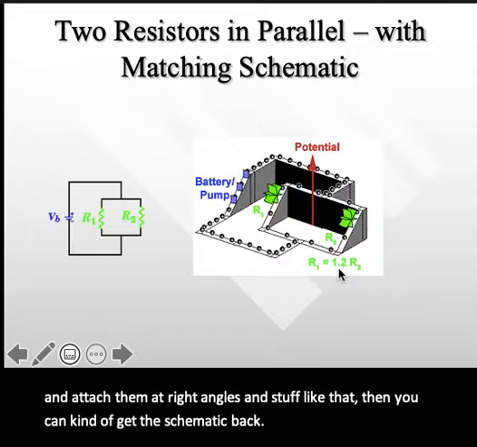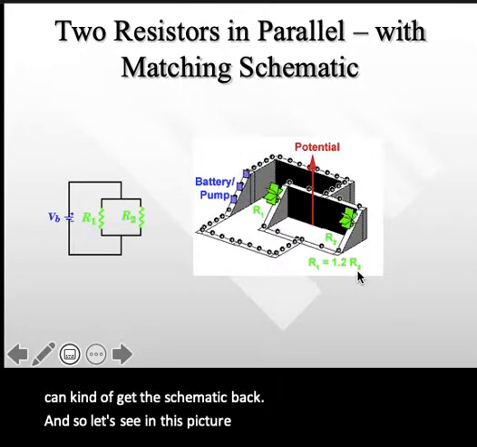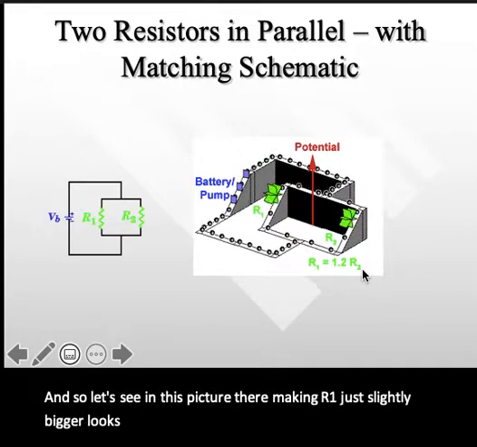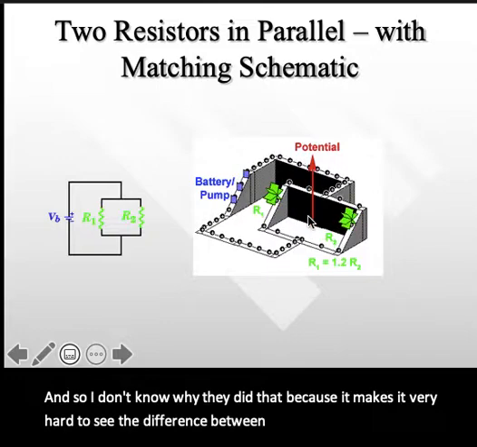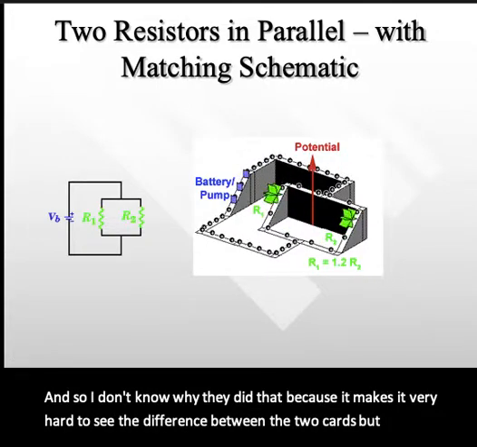And so let's see, in this picture they're making R1 just slightly bigger. It looks like 20% bigger than R2. I don't know why they did that, because it makes it very hard to see the difference between the two currents. But nonetheless, that's what we have here.